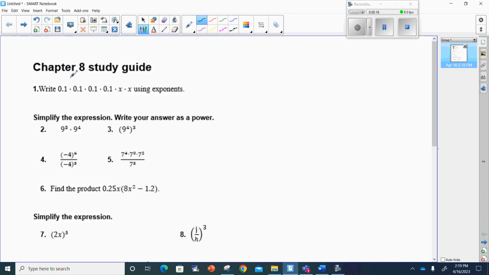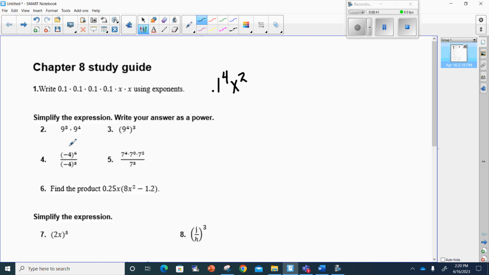It says write 0.1 times 0.1 times 0.1 times 0.1 times x times x using exponents. Since we have 1, 2, 3, 4 0.1s, this would be 0.1 to the fourth power, and then 2 x's make x to the second power. And that's it. Pretty easy, right? Let's go to number 2.